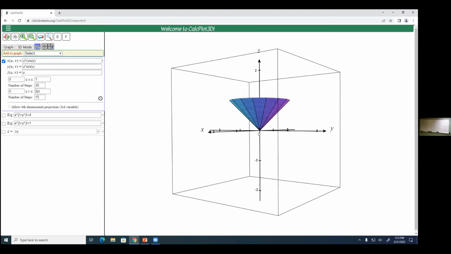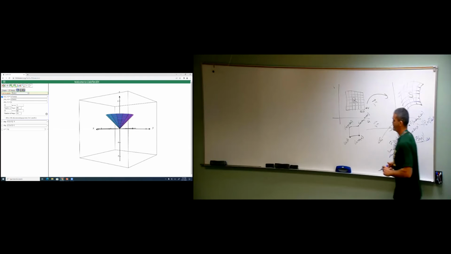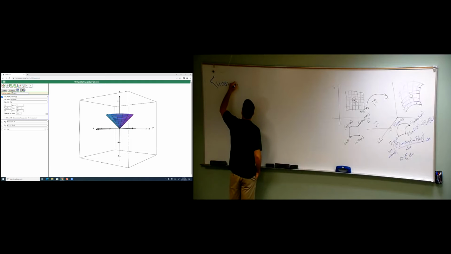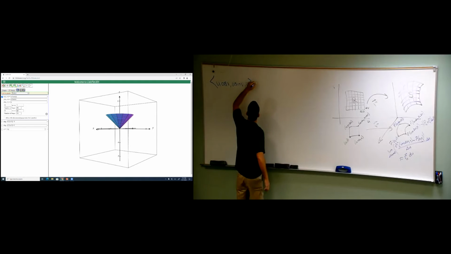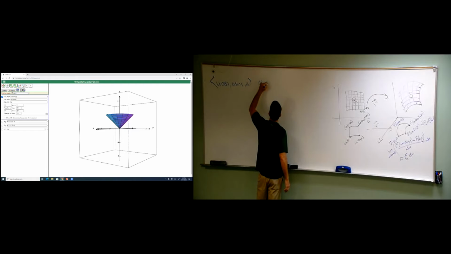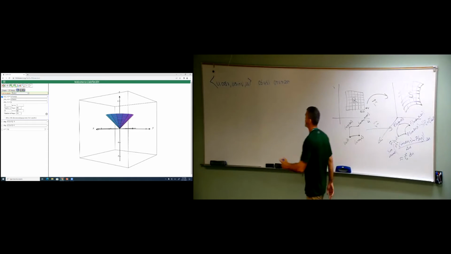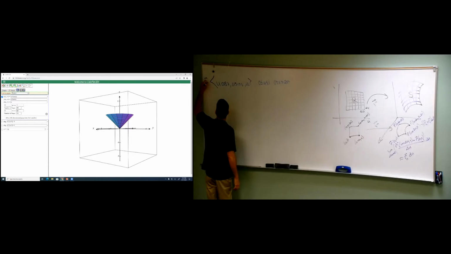So let's talk about setting this one up. Let's go ahead and use this version. Let's use U and V. So our parameterized surface is U cosine V, U sine V, U, and U goes from 0 to 1, V goes from 0 to 2 pi. Everybody okay with that? And we can see it, right? That's what's so nice about this. All right. So this is our R. This is our position vector.